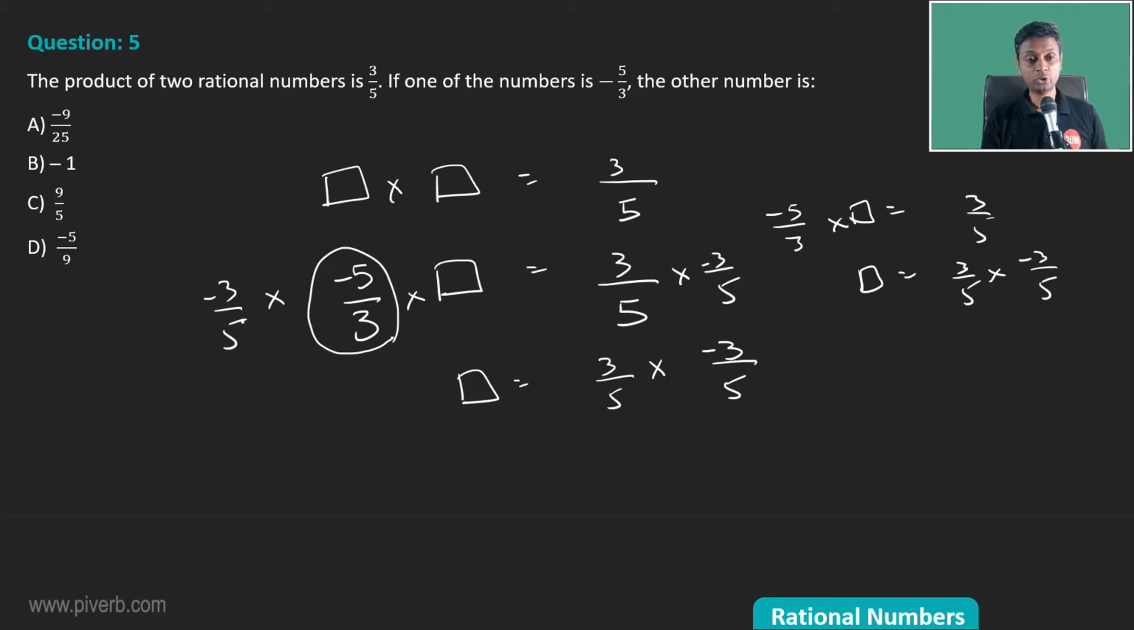Minus 5 by 3 into minus 3 by 5 is 1, the multiplicative identity. This is the multiplicative inverse of this number. Therefore, the second number is 3 by 5 into minus 3 by 5. Denominator is 25, numerator is minus 9. Minus 9 by 25, choice A.